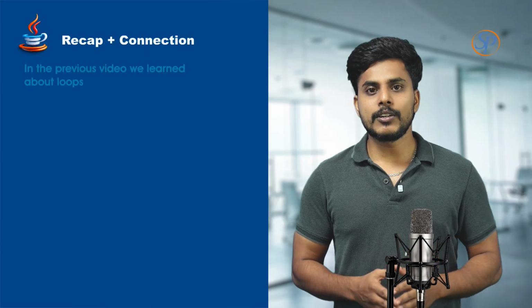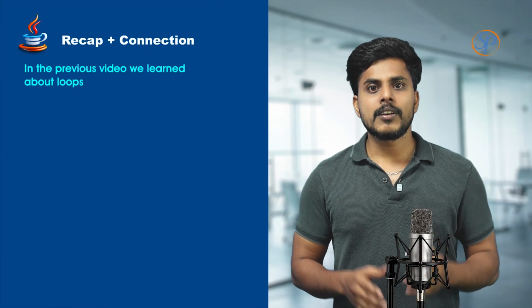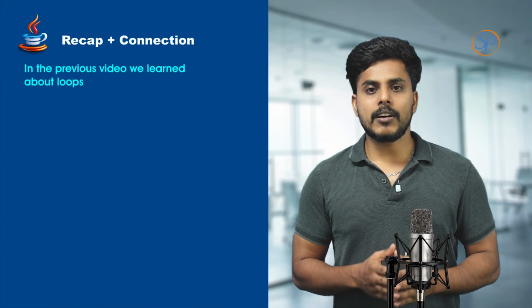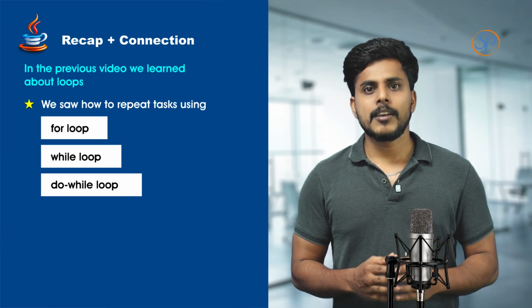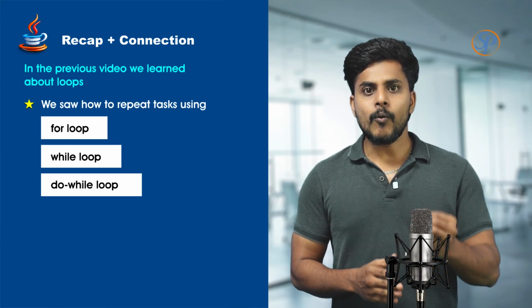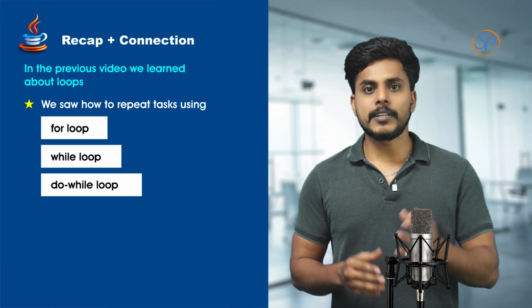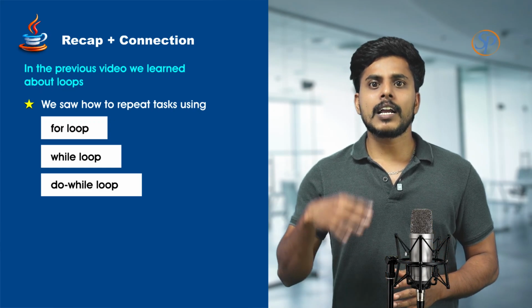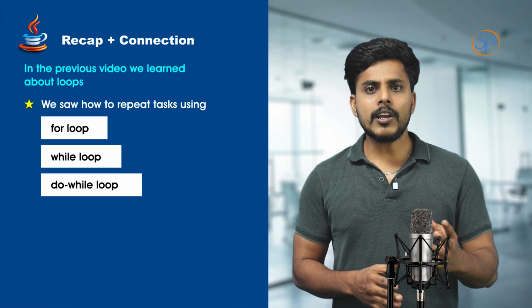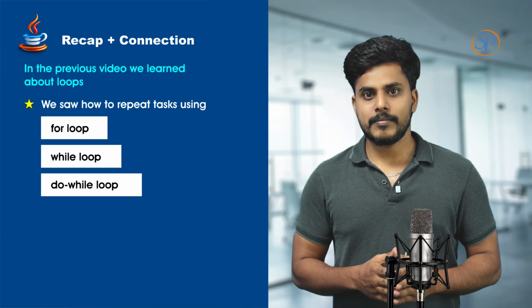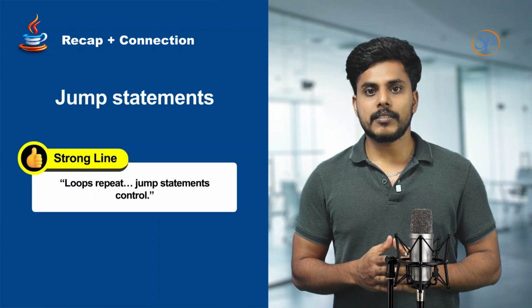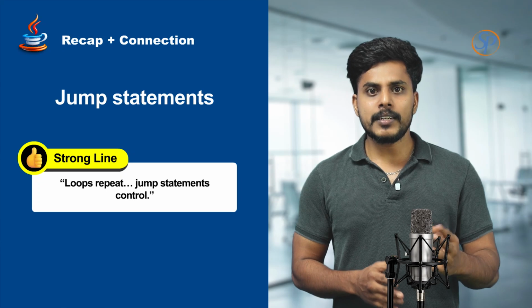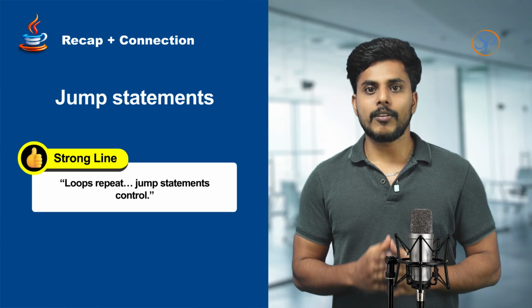In the previous video, we learned about loops. We saw how to repeat tasks using for loop, while loop and do while loop. But here is one question. What if we want to stop the loop in between or skip one step and continue with the next? How can we control the loop like that? That is where jump statements come into the picture. Loops repeat, jump statements control.